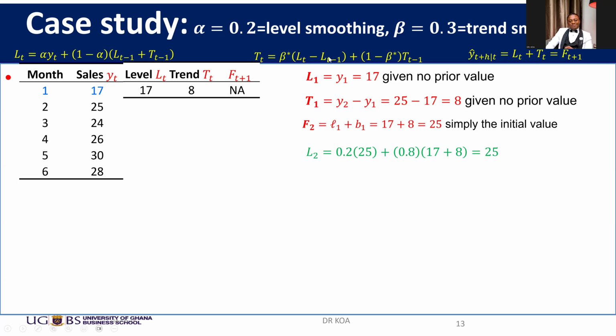What is the LT minus 1, or the previous one? So this one, it will be L1. What is the L1? 17. Then it says plus 1 minus the beta. What is the 1 minus the beta? 0.7. Then it says after that multiplied by TT minus 1. Since we are in period 2, it is talking about trend 1, the T1. What was the T1? 8. So you're going to now simplify, multiply, and add all of them. What is the value of T2?